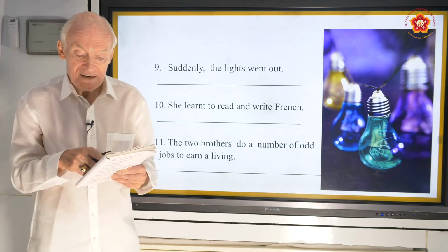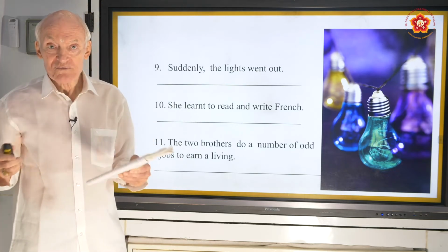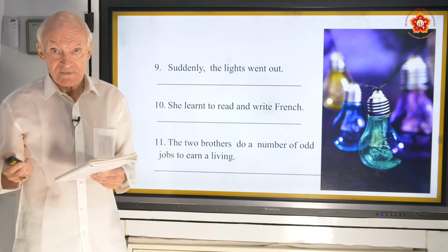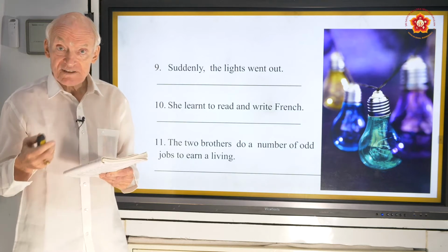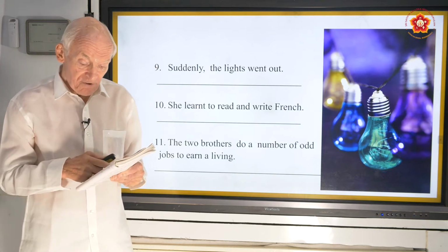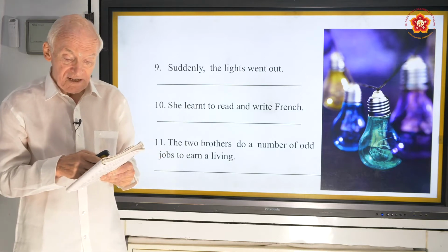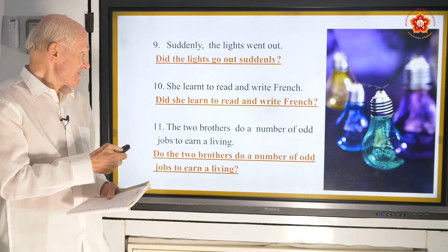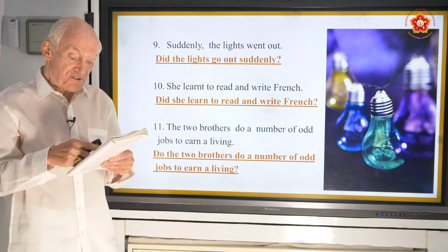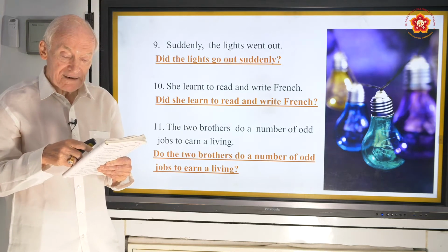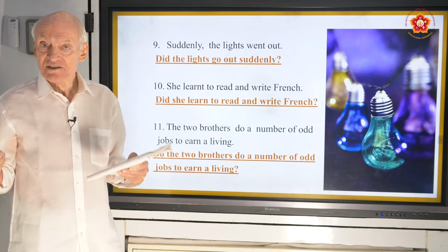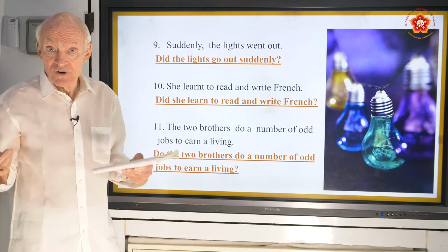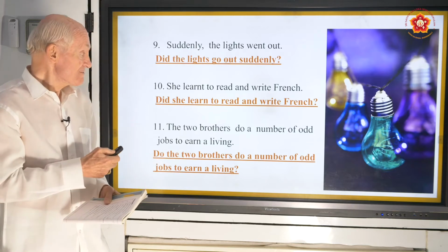The two brothers do a number of odd jobs to earn a living. Two brothers, this comes from a story that we'll read in our textbook. They did a lot of jobs to earn money to take care of their sister. And so we're asking the question, okay, do the two brothers, because they're still earning. It's not in the past, they're still earning money, okay? So we have the question, do the two brothers do a number of odd jobs to earn a living? So they're still working. So we use the present term of do, and so that's what they're doing. They're working hard to earn money. Let's go ahead.